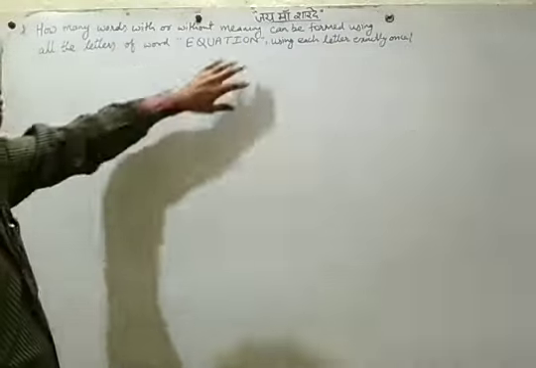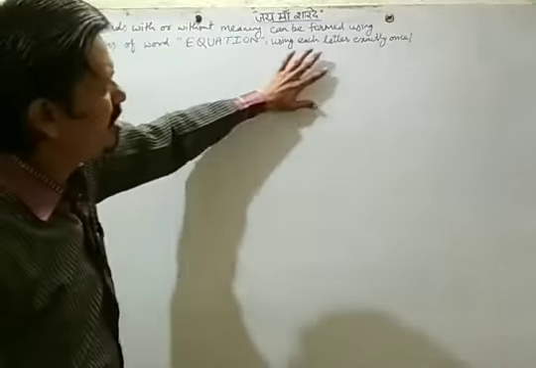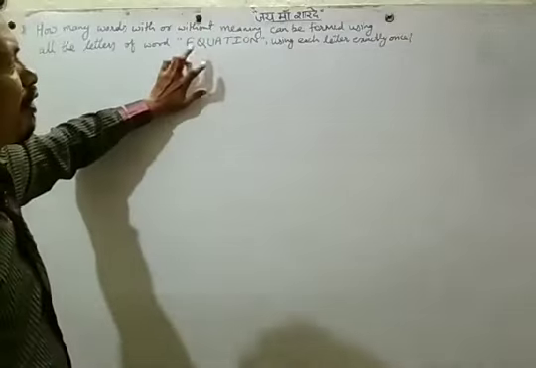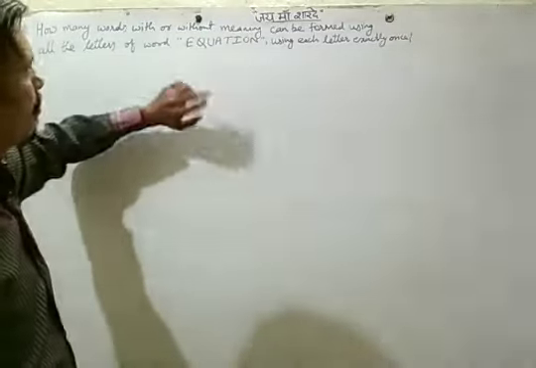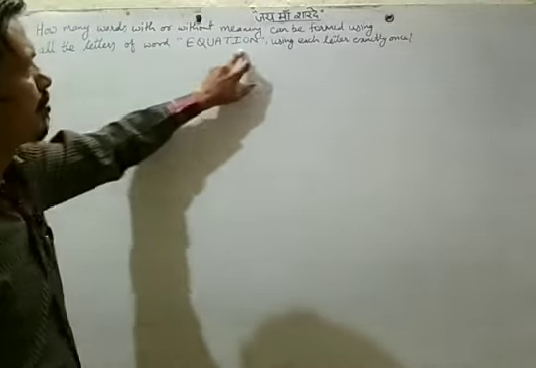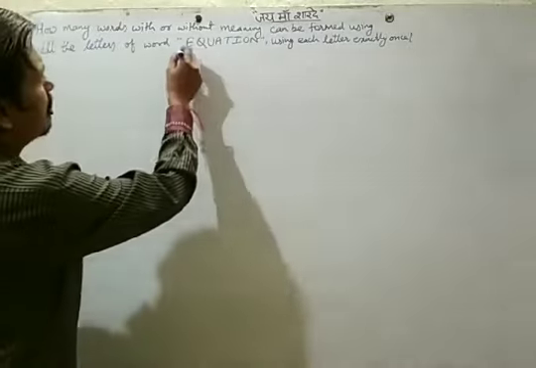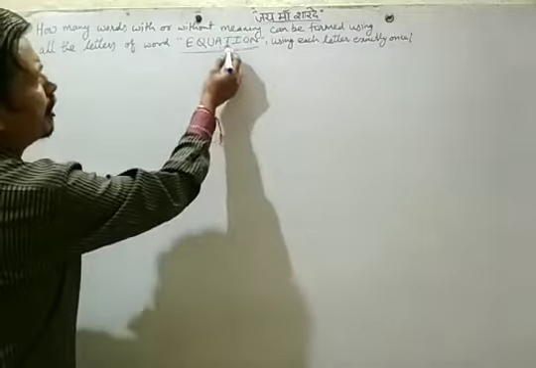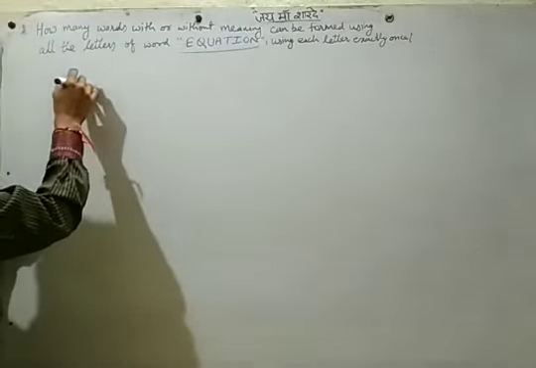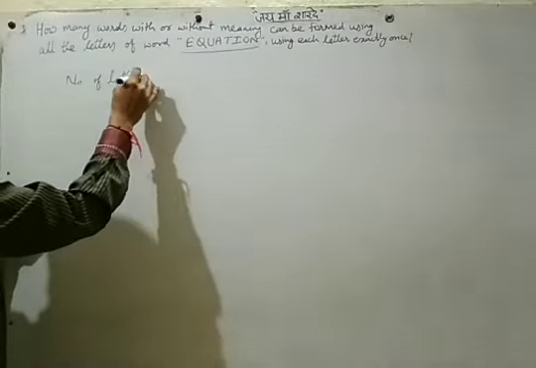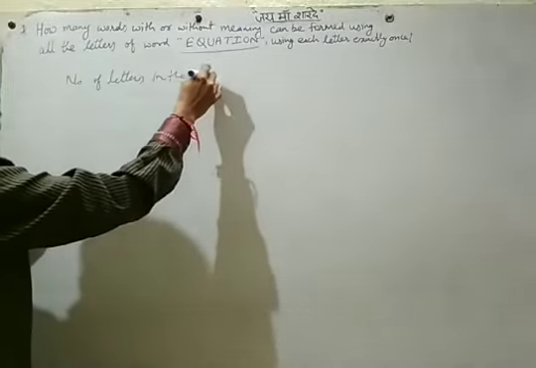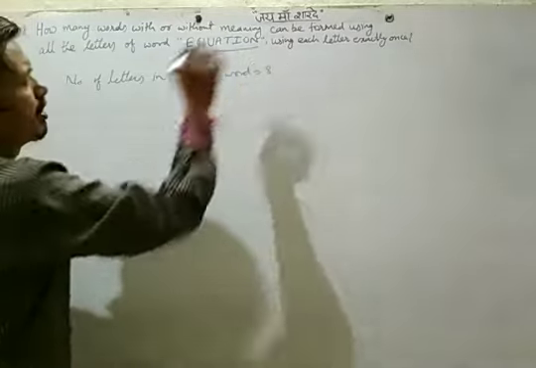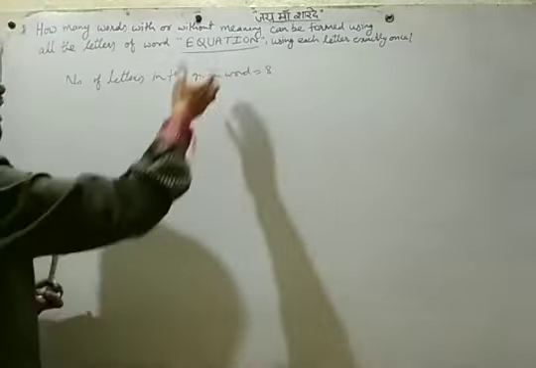Okay, now the next question is, how many words, with or without meaning, can be formed using all the letters of the word EQUATION, using each letter exactly once? Now how many words can we form? Whether it has meaning or not doesn't matter. With the letters of this word equation, and no letter is repeated. Okay? So here in this word equation, how many letters are there? 1, 2, 3, 4, 5, 6, 7, 8. So the number of letters in the given word is 8.